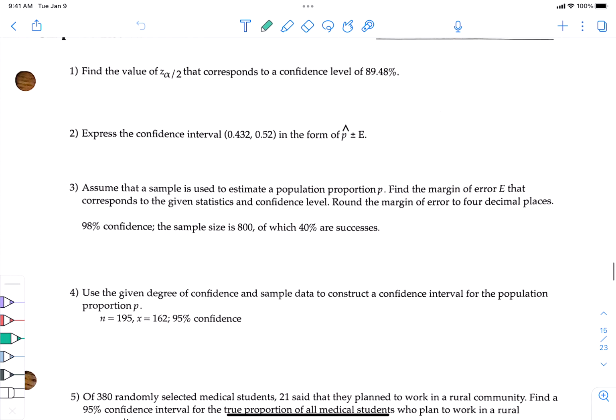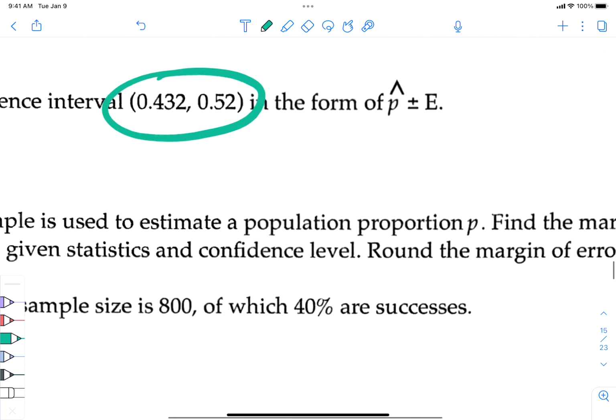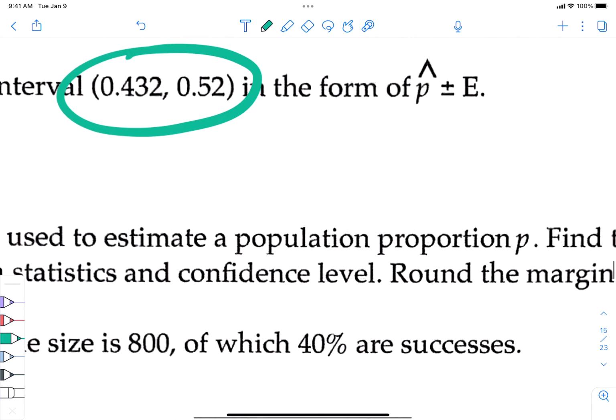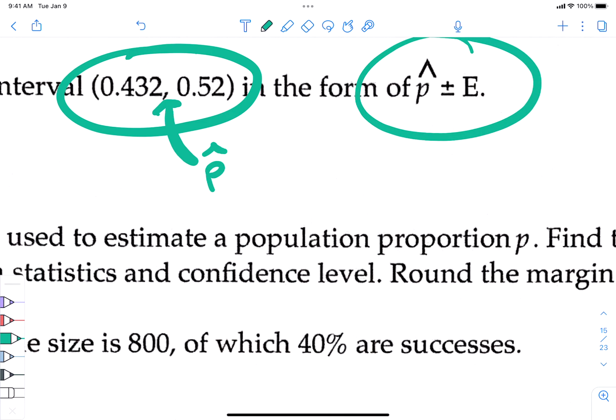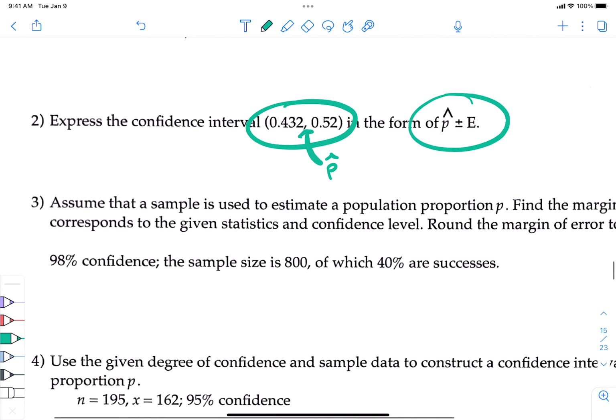This is your confidence interval, right? And they want you to find p hat. Where does p hat live in relationship to those two? In the middle. P hat is exactly in the middle. So find what p hat is. And then how do you find the error? What are you adding and subtracting to get that number? And then write it in this form, whatever your numbers are. We've done that before. Let's go to number 3.